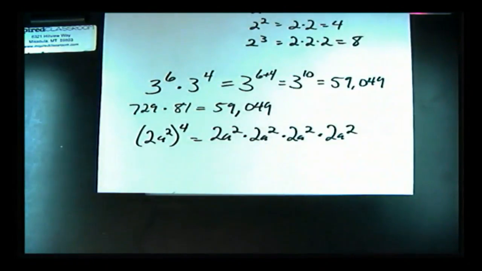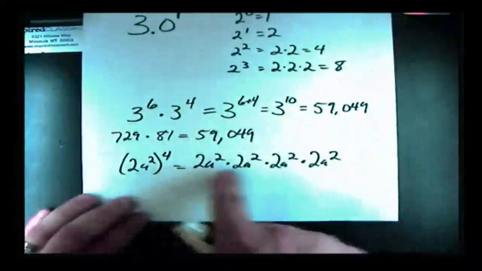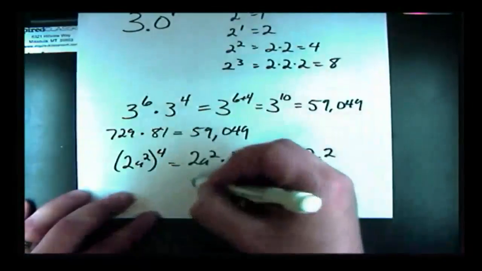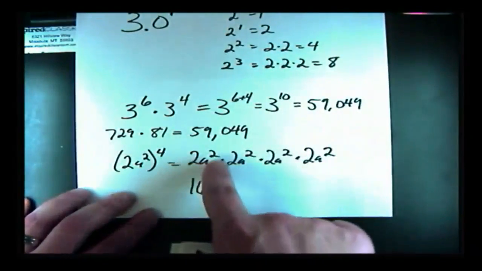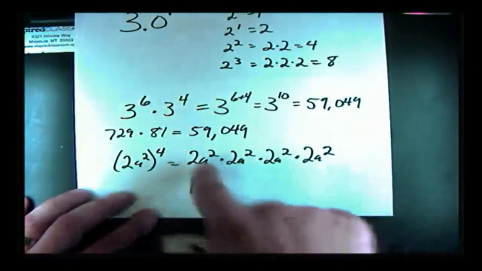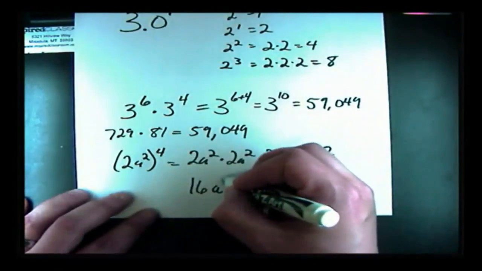And now I can follow the same rules that I had up here. I multiply all my 2's. 2 times 2 is 4. Times 2 again is 8. Times 2 again is 16. And I count how many a's squared, or how many a's I have. I have 2 here, 2 here, 2 here, and 2 here. So 2, 4, 6, 8. A to the 8th.